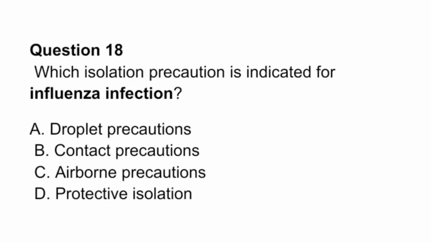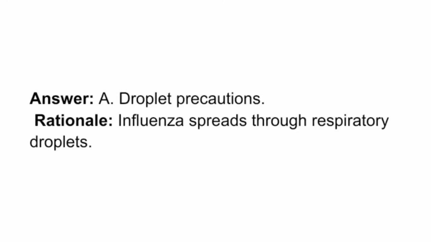Question 18. Which isolation precaution is indicated for influenza infection? A. Droplet precautions. B. Contact precautions. C. Airborne precautions, or D, protective isolation? Answer A, droplet precautions. Rationale, influenza spreads through respiratory droplets.